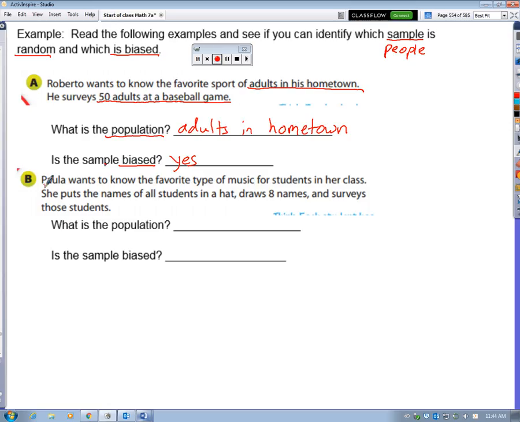Let's take a look at this other situation. Paula wants to know the favorite type of music for students in her class. She puts the names of all the students in a hat, draws 8 names, and surveys those students. Alright, first of all, what is the population? We're looking at students in her class. Alright, she wants to know what the favorite type of music is of students in her class. Is the sample biased? No. Okay, it is random because basically all the students in her class have an equal chance of being picked.